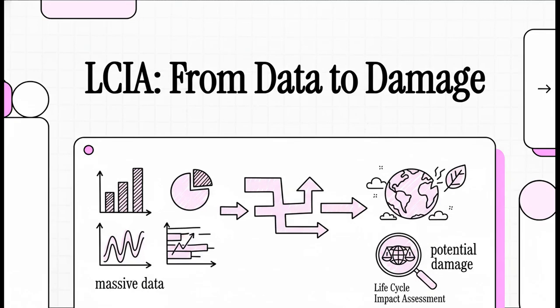All right, so when we're trying to figure out a product's environmental footprint, we end up with this massive pile of data. Lists of emissions, resources used, you name it. But what does it all mean? How do we get from a raw spreadsheet of numbers to actually understanding the potential damage? Well, that's exactly what life cycle impact assessment is designed to do.